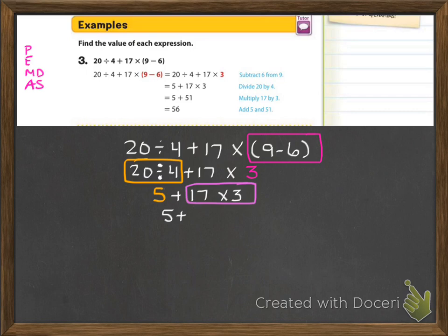Off to the side in a different color over here, I'm going to go ahead and multiply 17 times 3, and that gives me 51. So now I found out that my answer here should be 51. And notice all my colors are matching, so you can see exactly what I changed from line to line. And then my very last step here is going to be to add 5 plus 51, which should give me 56. So as you can see, we got the same answer that the book got, and we got 56. You want to make sure that you have shown your work the way that I've shown you here, and that you've used colored pencils to do so.